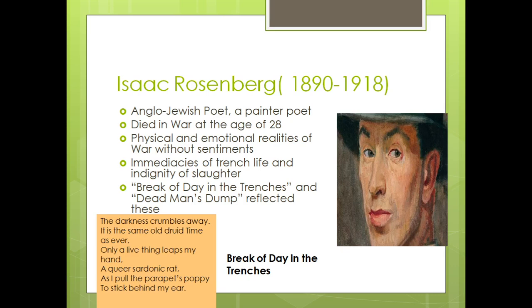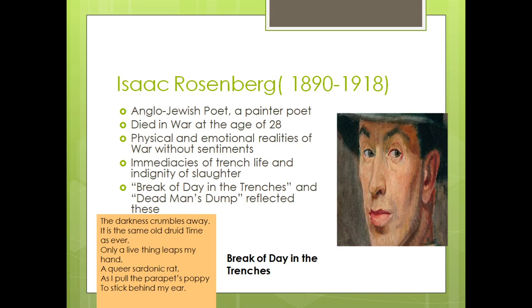And we have the next poet, Isaac Rosenberg, 1890 to 1918. He was an Anglo-Jewish poet, praised by Siegfried Sassoon as a painter poet. As you see in the picture, the poet himself made a portrait of himself. That is a self-portrait of Isaac Rosenberg. So Sassoon called him a painter poet.